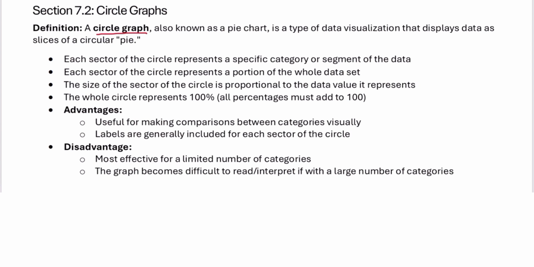Some advantages are it's useful for making comparisons between categories visually. Usually labels are included for each sector of the circle. Some disadvantages are it's most effective for a limited number of categories. If there's a lot of categories, it may be difficult to read and see the different sections.